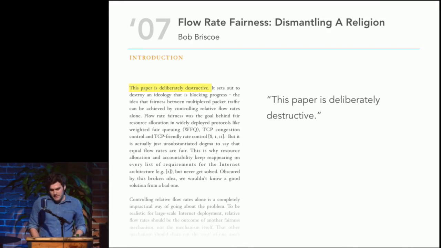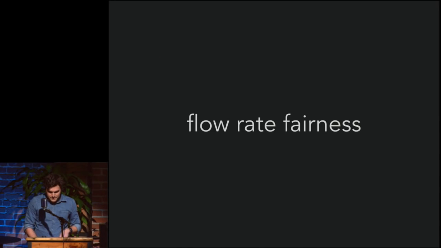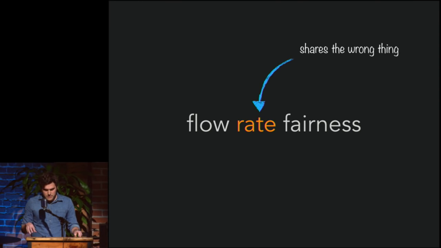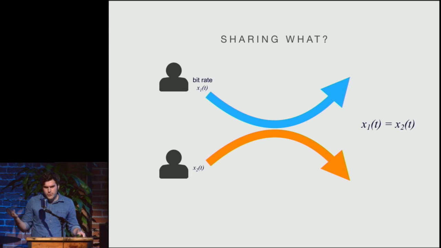And it basically, for 8 pages, bashes on flow rate fairness. And so the paper's quite simple. It simply states there are only 3 things wrong with flow rate fairness, but there are only 3 words. So the first thing is, it shares the wrong thing, right? And so what do you share when you share bit rate? From Bob Briscoe's perspective, there are only 2 things you can want to share. You're either sharing the benefits or you're sharing the costs.